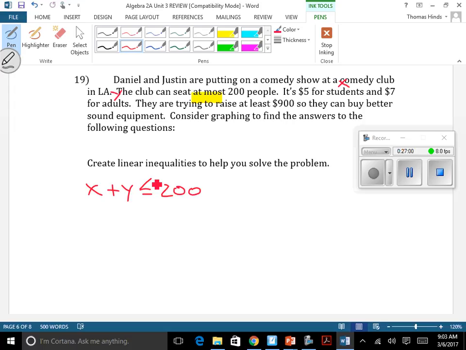How much money is connected to the X? That's not $5, I heard it. Someone different, how much money is connected to the Y? How much? And then what's the money amount? There's that 900 that was mentioned earlier.